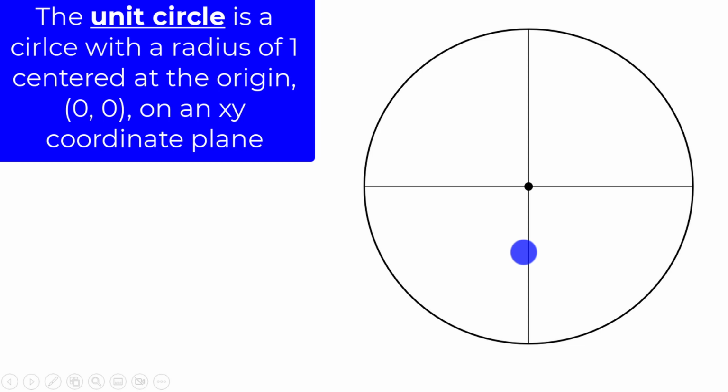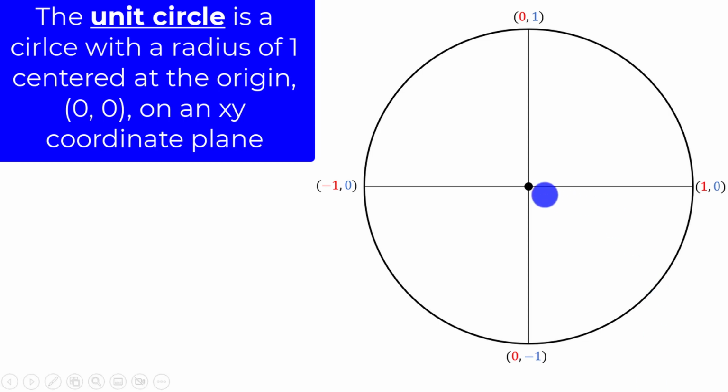There are a few points on the circle that are easy to identify. Since the radius is 1, if we move 1 unit to the right, we will be at the point 1, 0. If we move straight up, we will be at the point 0, 1. Moving straight left, we would be at the point -1, 0, and moving straight down, we would be at the point 0, -1. We can also associate angle measurements with each of these points.